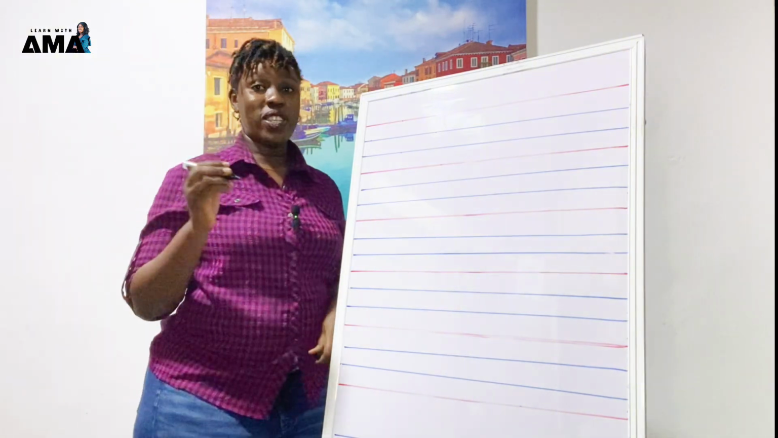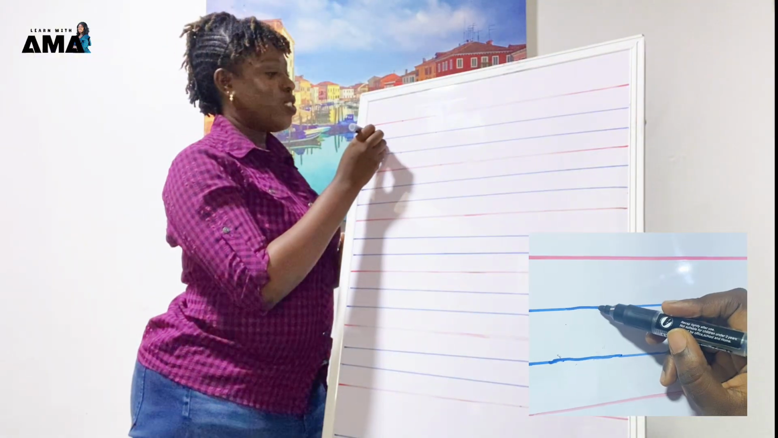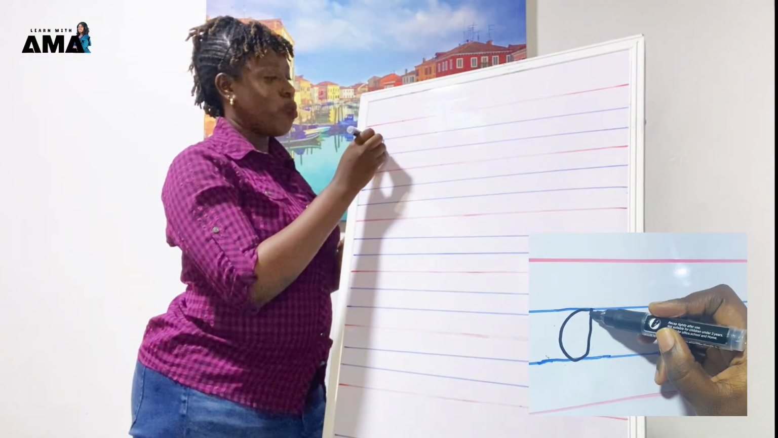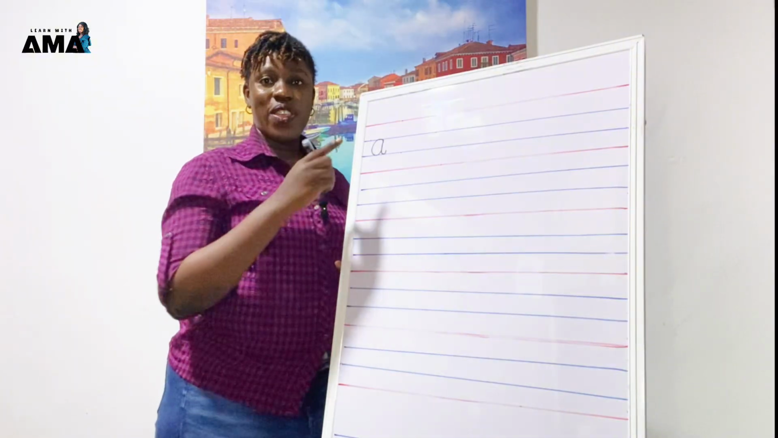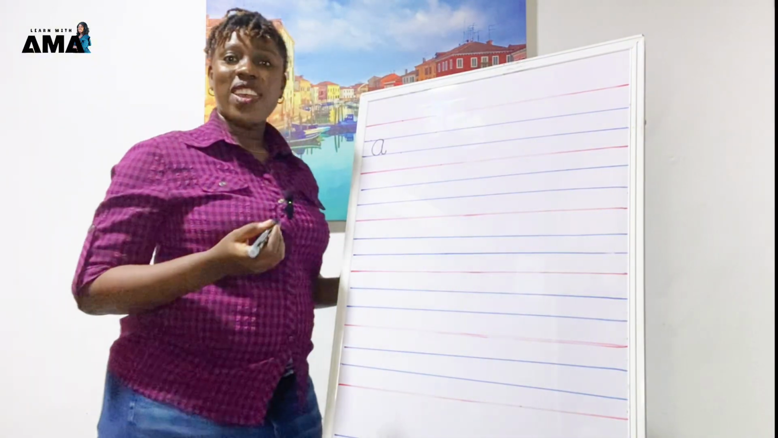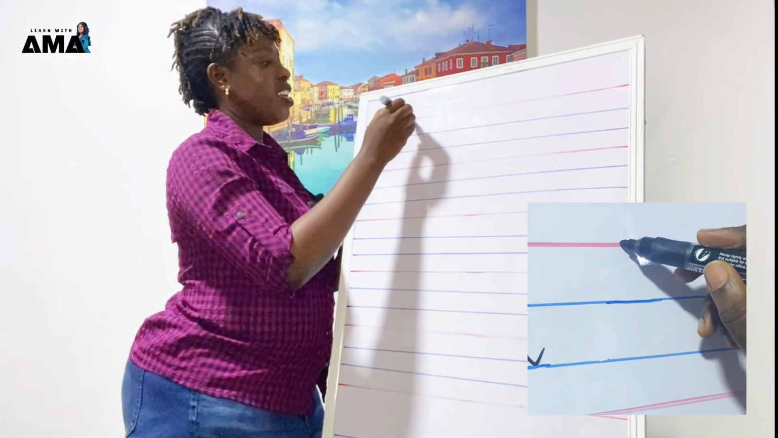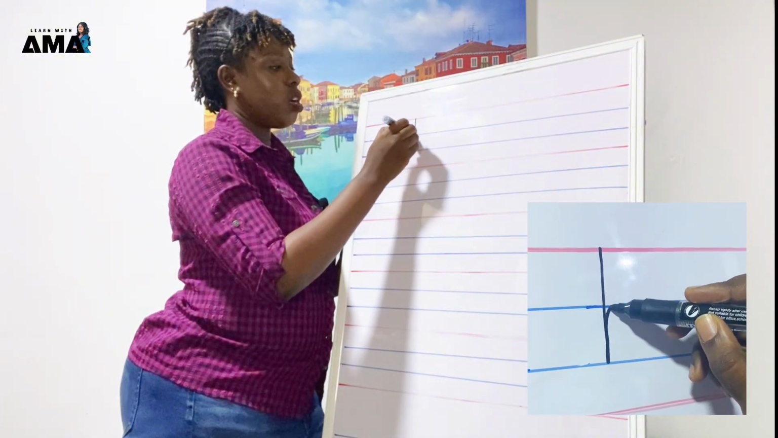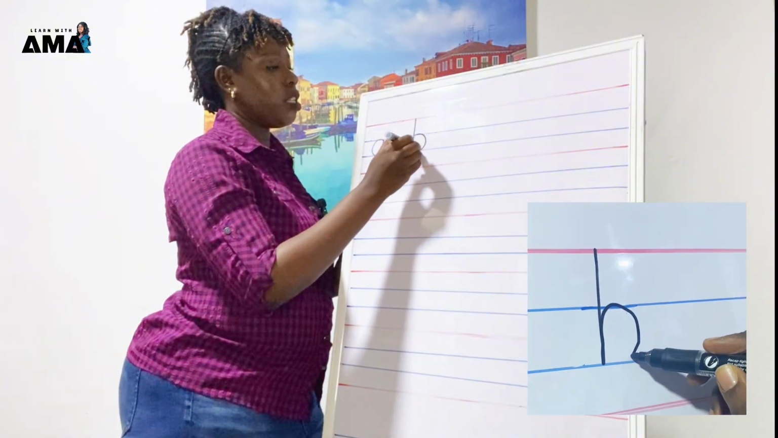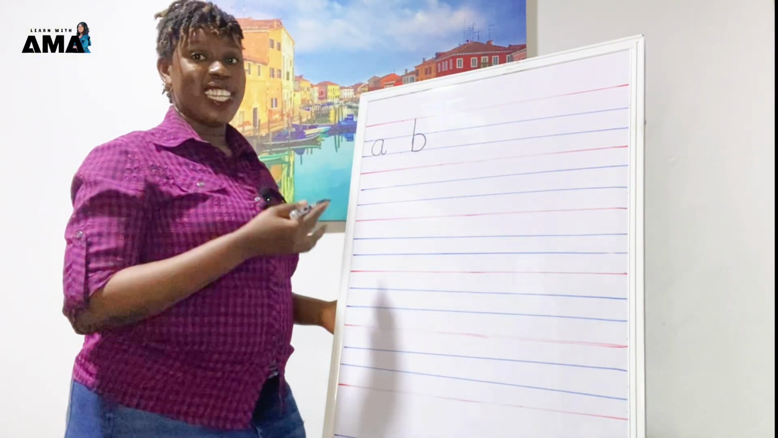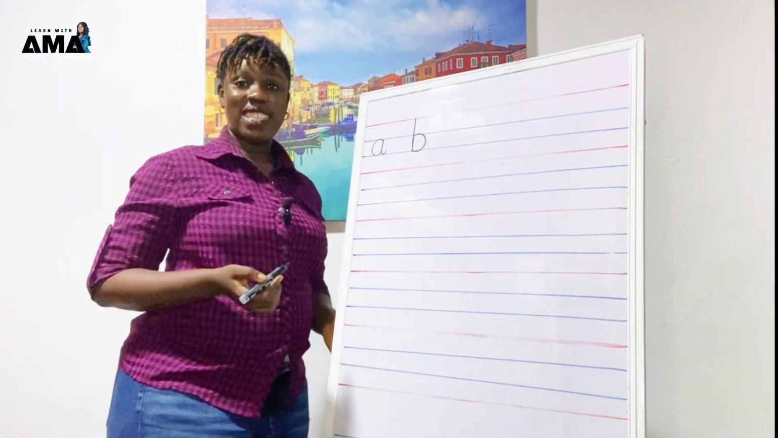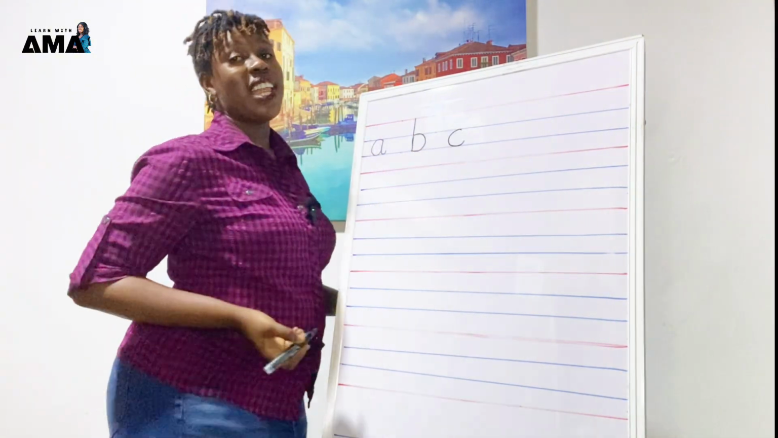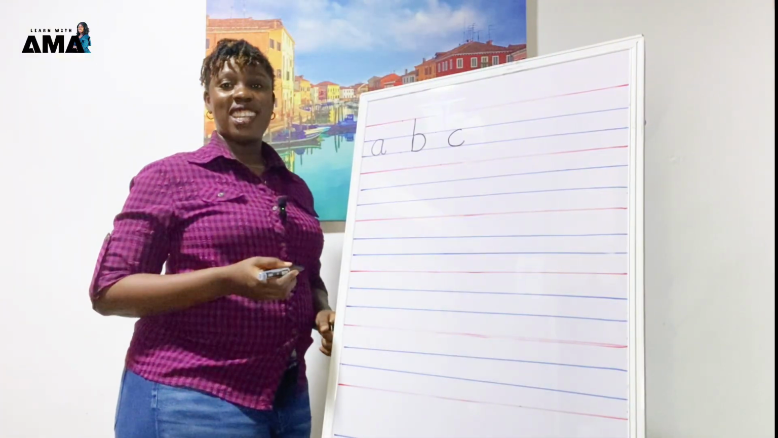Starting with the letter A, which is an X height letter. Start with a curve. You take it up and bring it down with a flick. This is the letter A. And then we have letter B. Start with a stroke down. You take it up and then a curve right in the middle of the line. Letter B is an ascender. And then we have C, a curve right inside the line. Letter C is an X height letter.